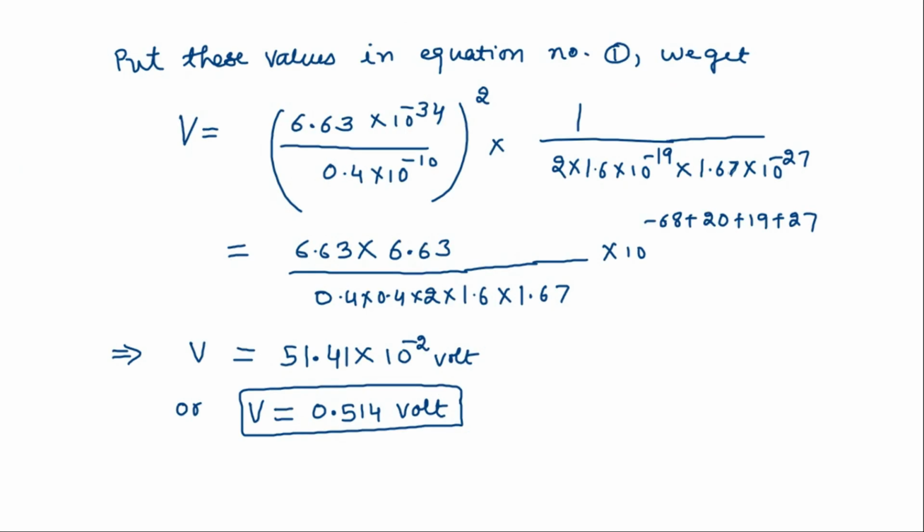When we put the value of Planck's constant, here it will be the value of the required wavelength. Then these are the values of the charge and mass of the proton. This is the required voltage.